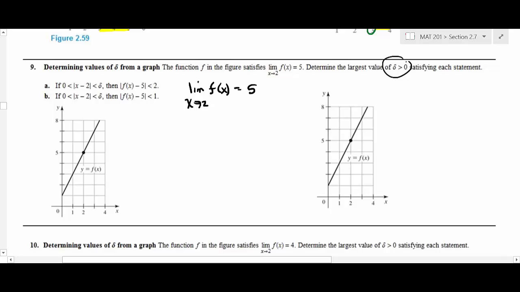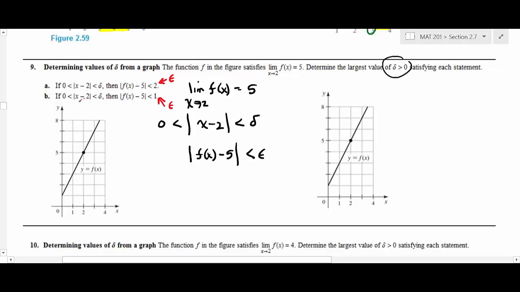So the idea on this is, first of all, if you take the distance between x and 2, that should fall between 0 and delta. Delta is a positive number. That gives that delta belt. Then the distance between the function and the value of the limit, which is 5, should be less than epsilon. So we're going to do a similar kind of activity. You're given epsilon, and that inequality is epsilon.